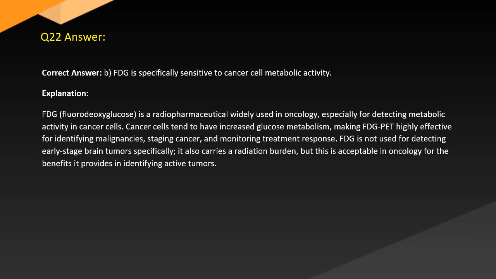Answer. Correct answer, B. FDG is specifically sensitive to cancer cell metabolic activity. Explanation. FDG, fluorodeoxyglucose, is a radiopharmaceutical widely used in oncology, especially for detecting metabolic activity in cancer cells. Cancer cells tend to have increased glucose metabolism, making FDG PET highly effective for identifying malignancies, staging cancer, and monitoring treatment response. FDG is not used for detecting early-stage brain tumors specifically. It also carries a radiation burden, but this is acceptable in oncology for the benefits it provides in identifying active tumors.